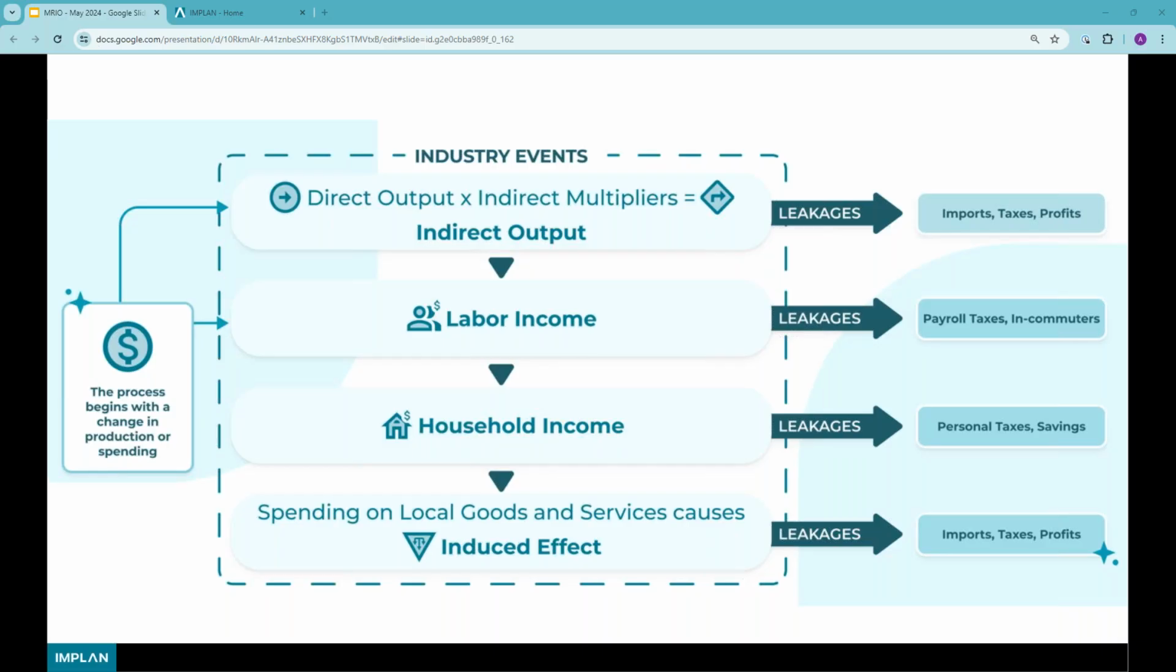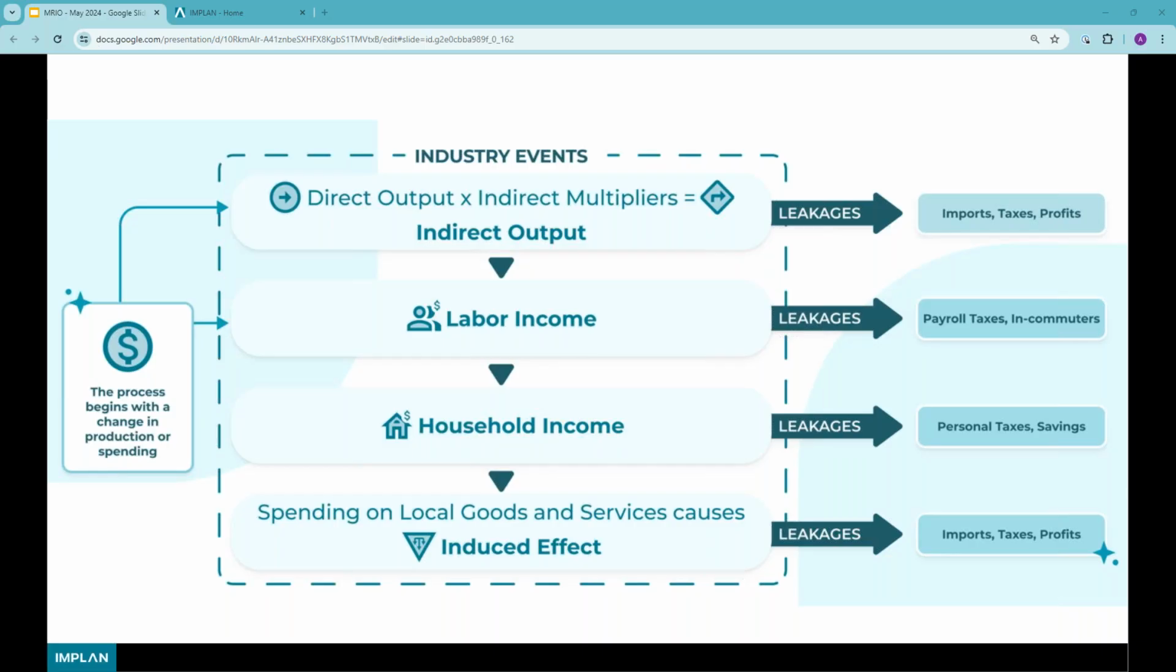The people who don't live in our region, the commuters, go home to their region and spend their income there. That, in an analysis, is treated as a leakage, right? They take those earnings, they go to their region, and they spend the money there.